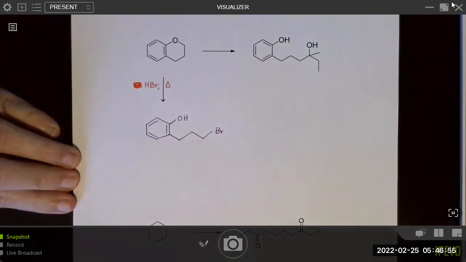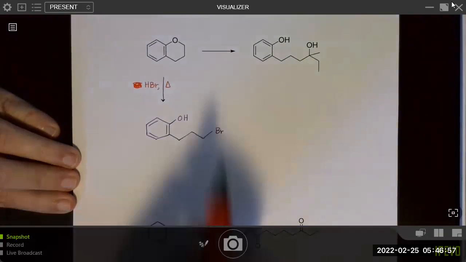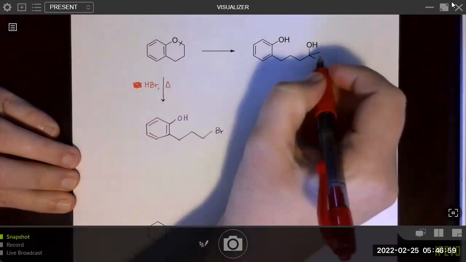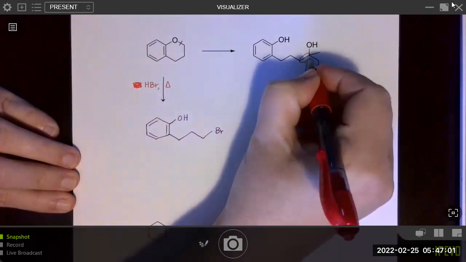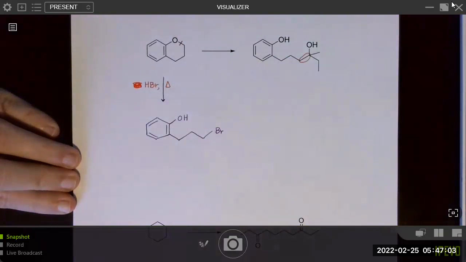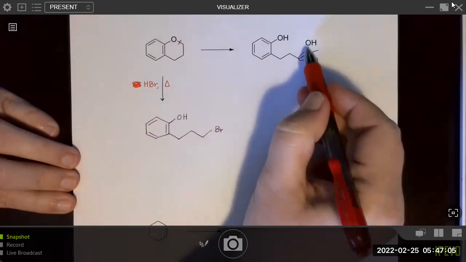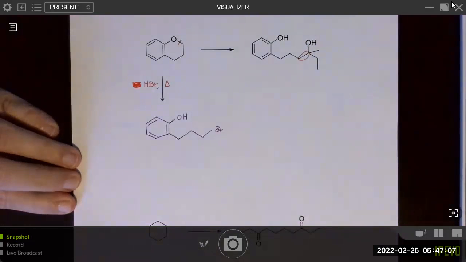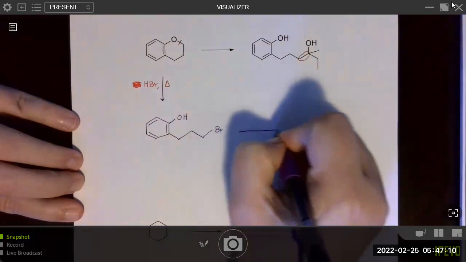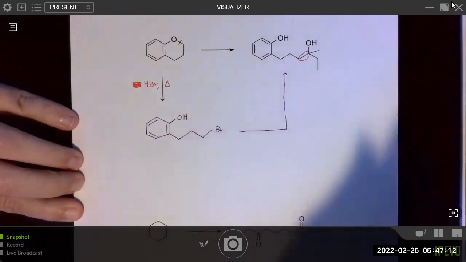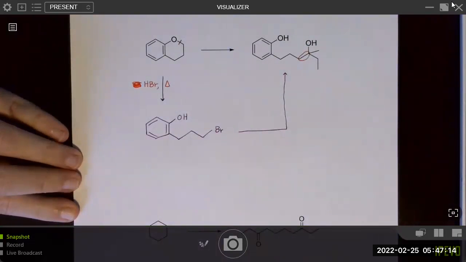And then from here, it looks like we need to make a carbon-carbon bond forming reaction, right? And we end up with a tertiary alcohol. So what we can do is we can do a Grignard with a ketone and get directly to that product.